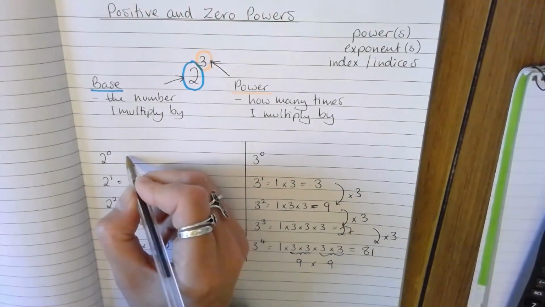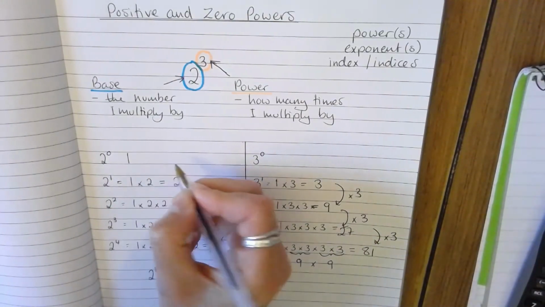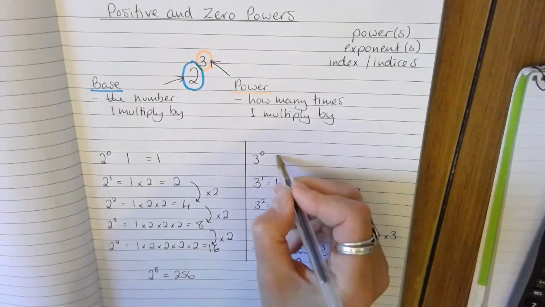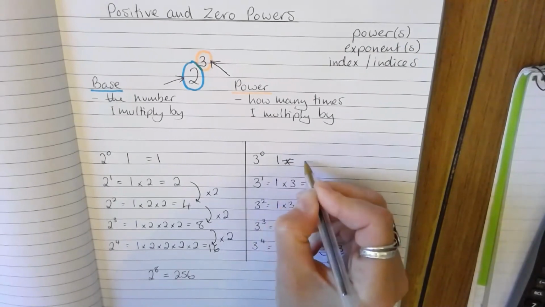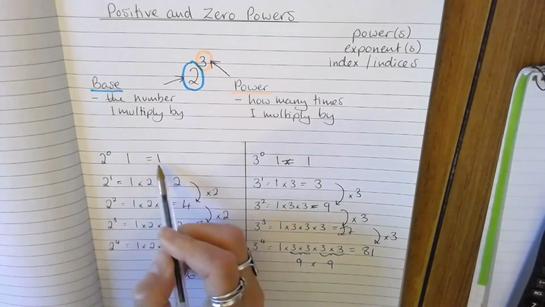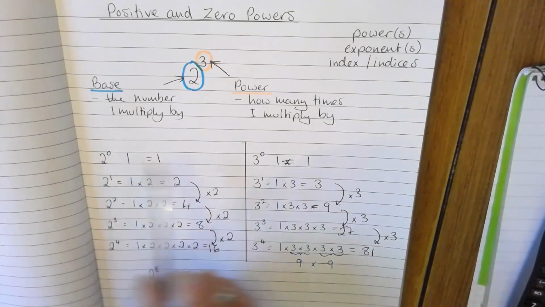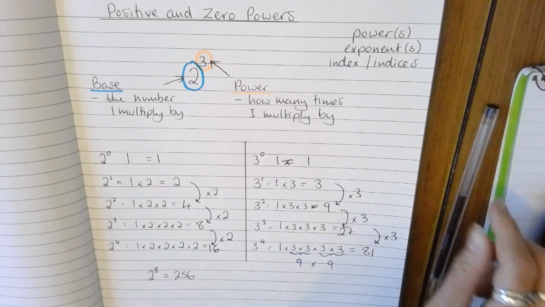So here I start with 1 and I multiply by 2 0 times, so I don't multiply by 2, so the answer is 1. Here I start with 1 and I multiply by 3 0 times, so the answer is 1. So you'll notice that 1 is the answer for both of those, and in fact any base that you're working in, be it base 2, base 3, base a half, base 1.7, the base to the power of 0 will always equal 1.